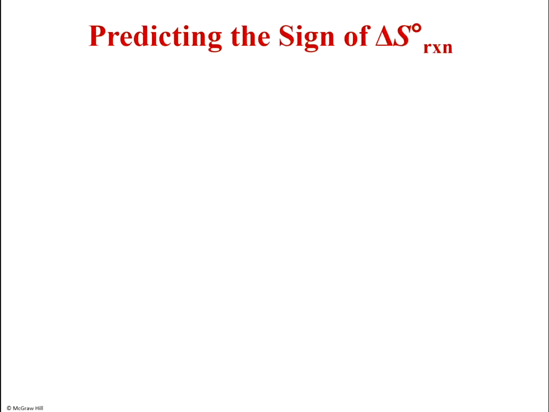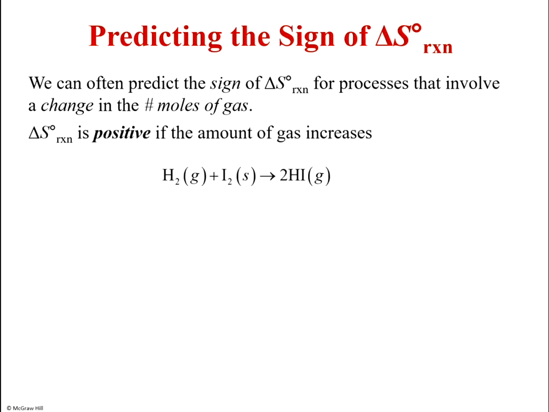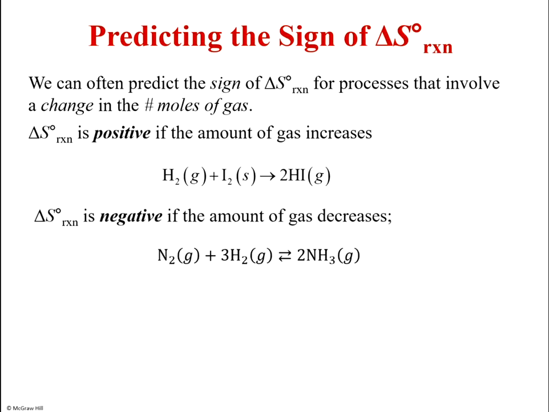In general, it turns out there are many cases where we can predict the sign of delta S for a reaction. In general, if we have a change in the number of moles of gas, that allows us to predict delta S. Delta S is positive if we produce a gas as a product. So here we start off with 1 mole of hydrogen gas and 1 mole of iodine solid. We produce 2 moles of hydrogen iodide gas. There's been an increase in the number of gas molecules, and delta S is positive.